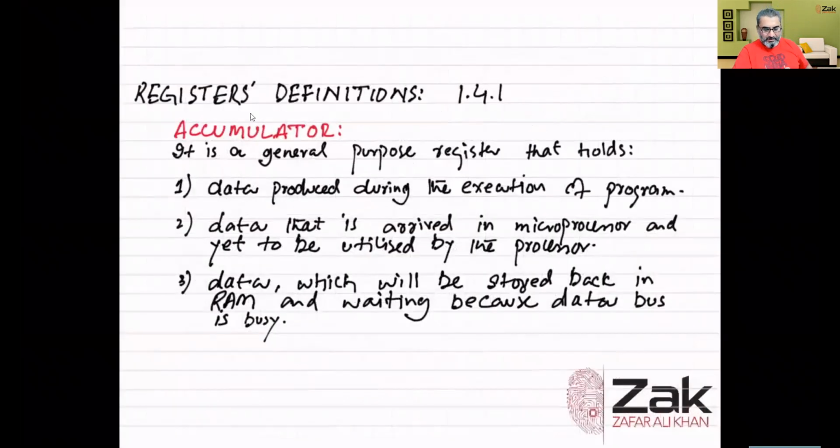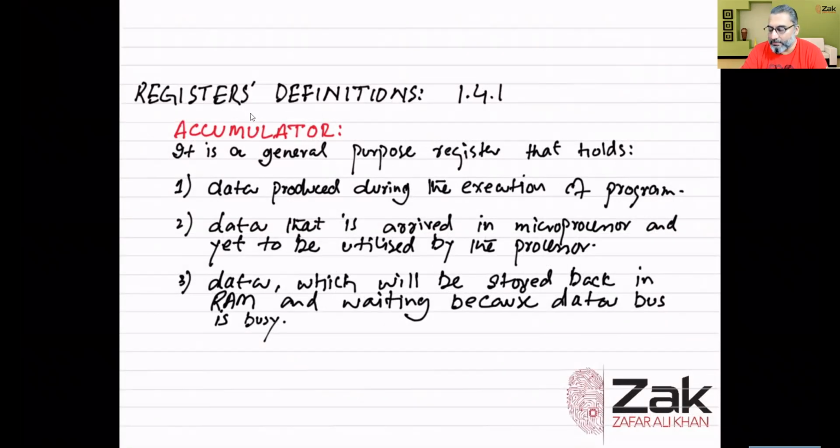Now, registers. Accumulator. I told you that it is a general purpose register that holds the data produced during the execution of the program, the data that has arrived in the microprocessor and is yet to be utilized by it. Data, not the instruction. Data which will be stored back in the RAM and is waiting because the address bus is busy.